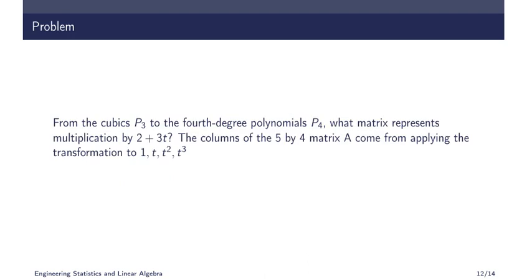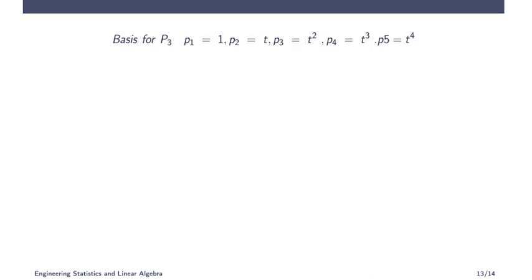Now we will see a problem. The problem is from the cubics, that is a third degree polynomial P3, to the fourth degree polynomial P4, what matrix representation represents the multiplication by 2 plus 3t. Now the columns of 5 by 4 A become, for applying the transformation, 1, t, t square and t cube. So it is not differentiation, not integration, just multiplying by 2 plus 3t is the operation. Now we will see how it happens. So bases are P1 is equal to 1, P2 is equal to t, and P3 is equal to t square, as we took earlier. We took P5 equal to t^4 because it maps P3 to P4, that is why we want that also.